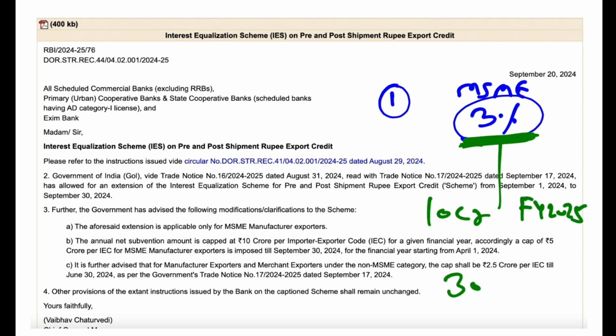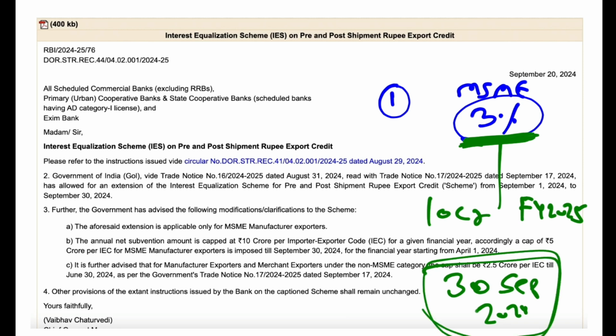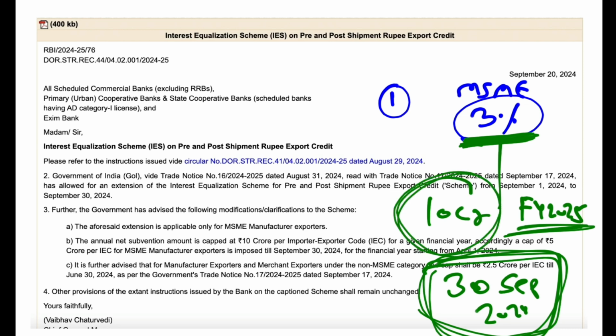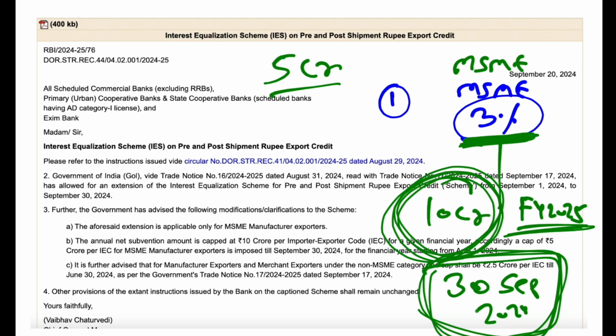Now this scheme was till 30th of September, which means we are talking about the first 6 months of the financial year 25. And therefore, in the first 6 months of the financial year 25, the benefit was capped not at 10 crore, but since it is half the year, it is 5 crore, right? Also, this extension was done only for the MSME exporter and not for the normal person. A normal exporter will get 2% interest subvention, but the extension was done only for the MSME exporter.